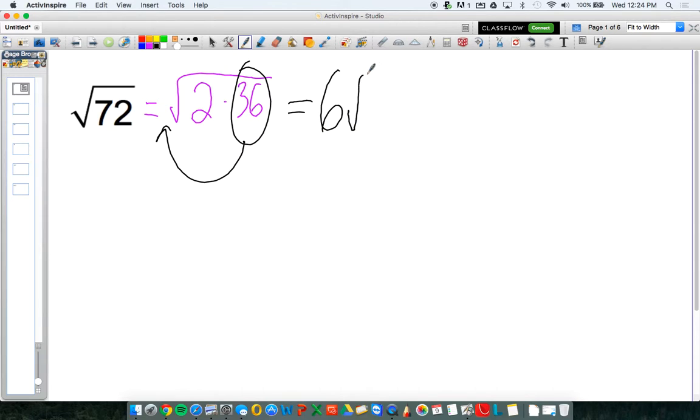I'm going to look at the other things under the radical, and I'm going to see if there are any perfect squares in there. Well, number 2 can't be broken down in any meaningful way. I mean, you could say 1 times 2, but that's not really useful. 2 is a non-perfect square. It stays on the inside.